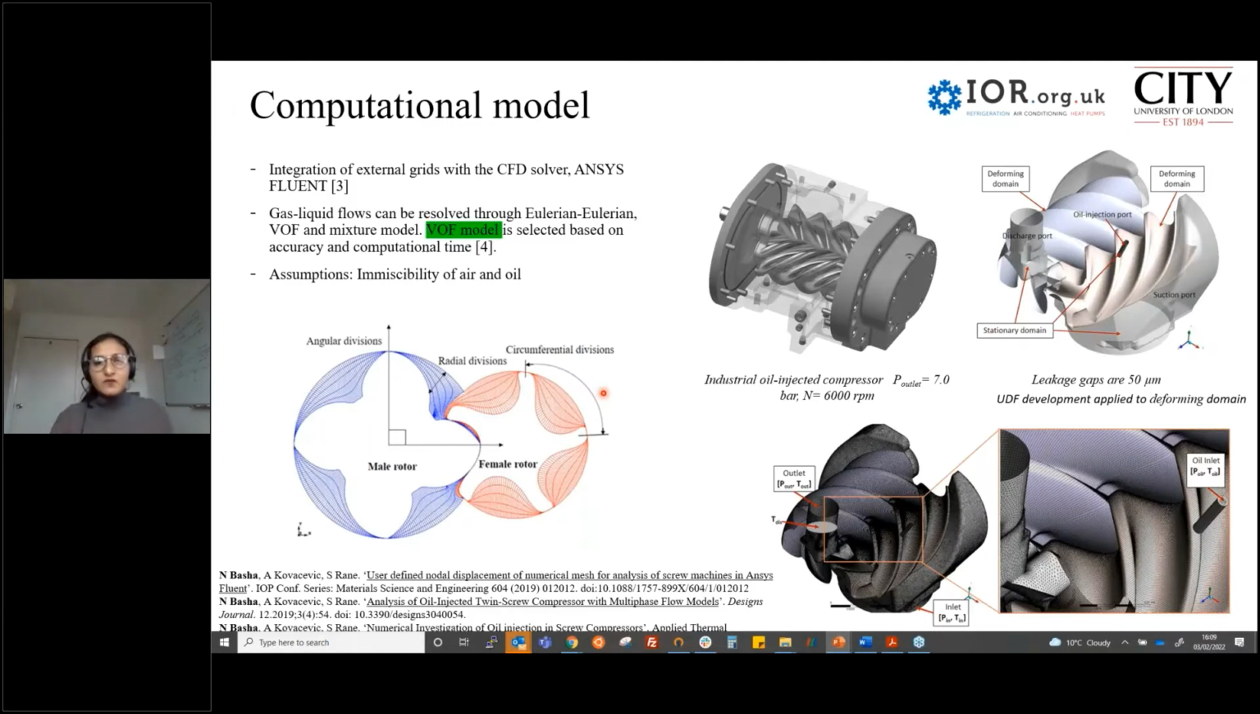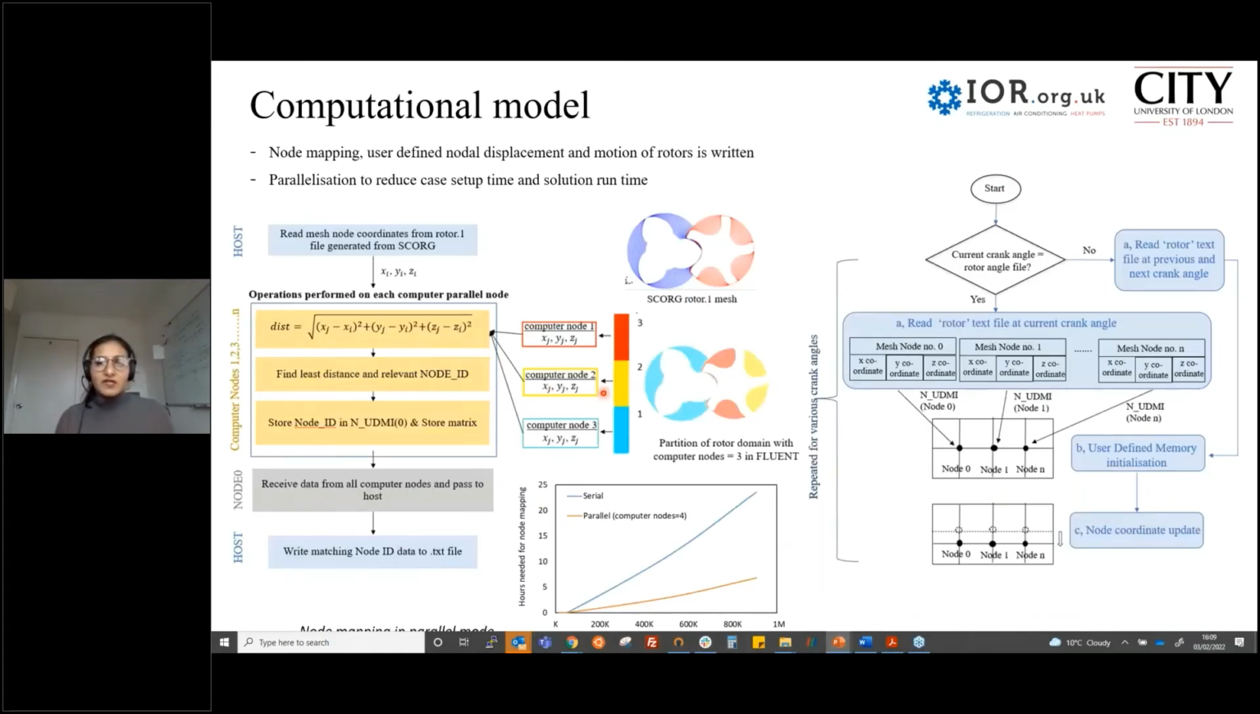So that's something which is there in my next slide. I won't go through the complete details of this process, but it was made sure that we do it in parallel mode, because obviously these computational models are very time intensive and computationally intensive. So we have to solve them on parallel computer cores.